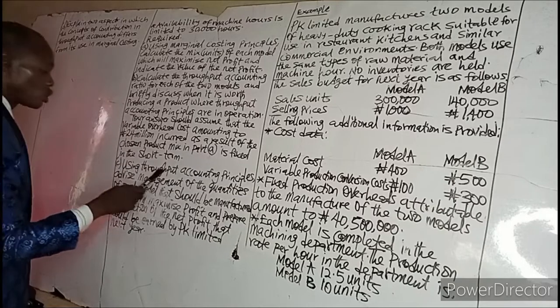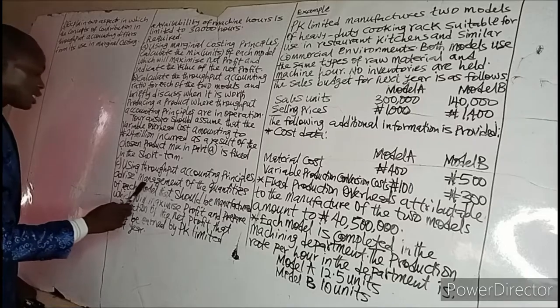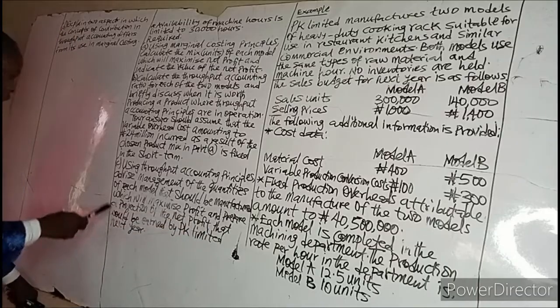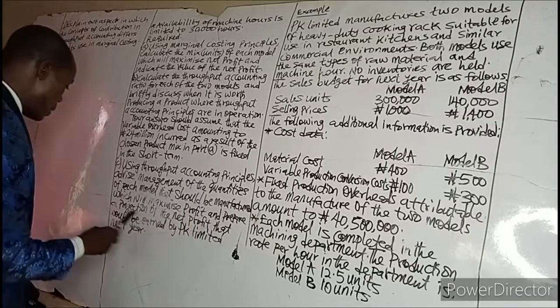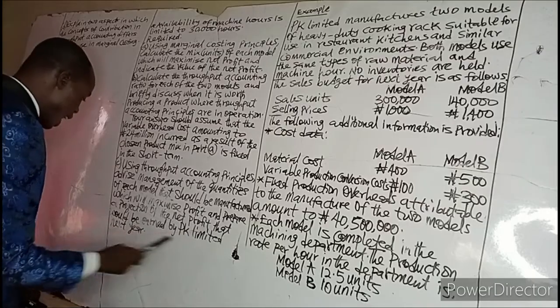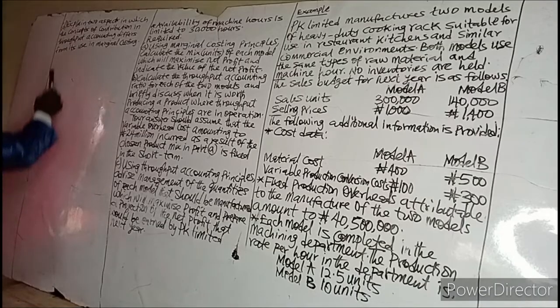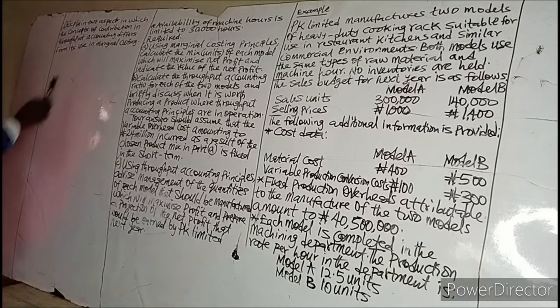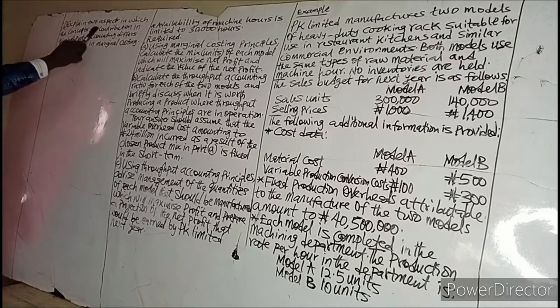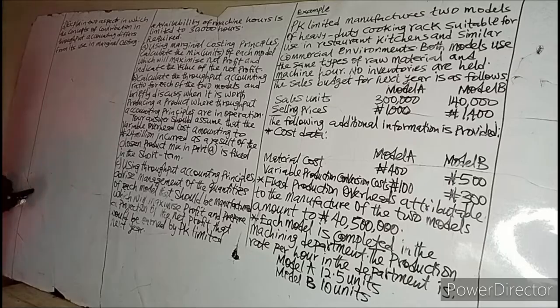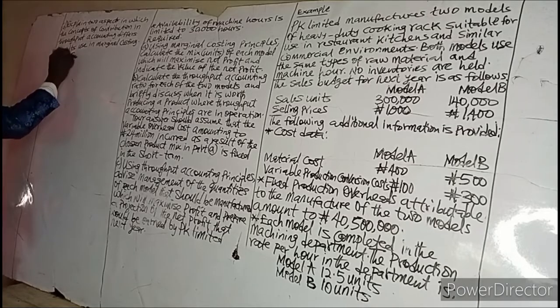C. Using throughput accounting principles, advise management of the quantities of each model that should be manufactured, which will maximize profit, and prepare a projection of the net profit that will be earned by PK Limited next year. D. Explain two aspects in which the concept of contribution in throughput accounting differs from its use in marginal costing. This is the question. ICAN November 2023, question number 2. Solution. Let's have the solution.